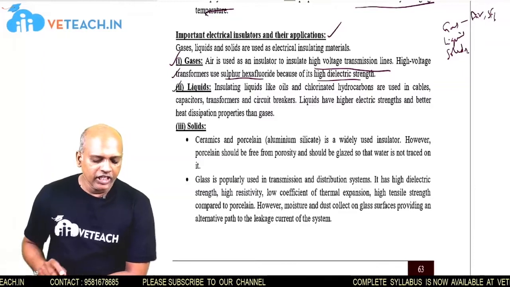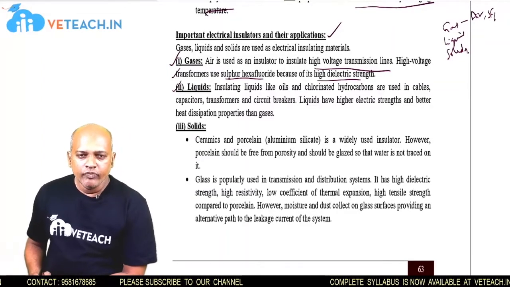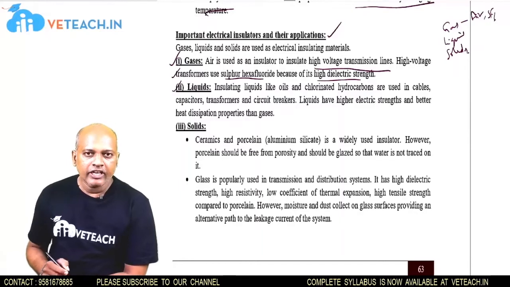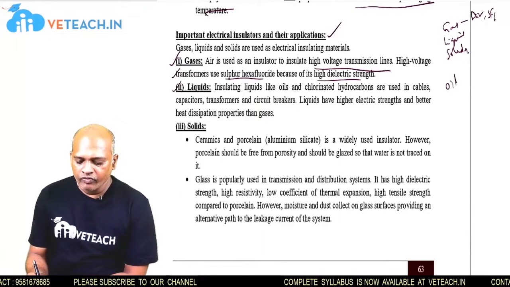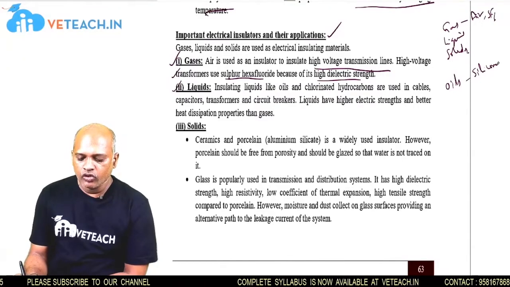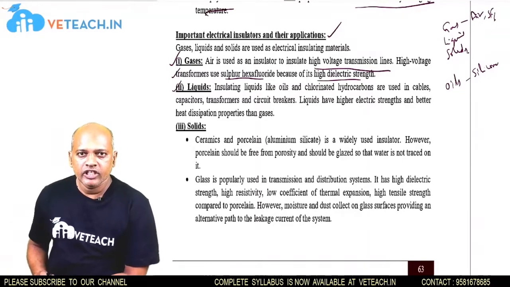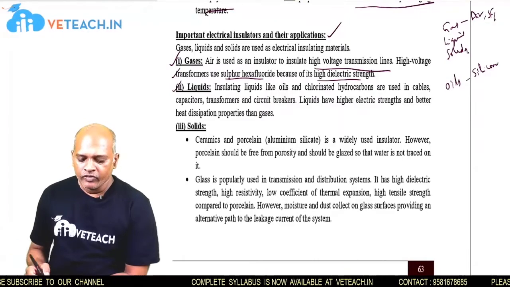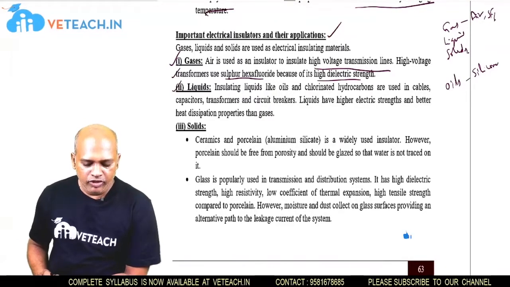The next one is the liquids. The main liquids which are used as electrical insulating materials are oils. These are the silicone oils. Generally, silicone oils act as the best electrical insulating materials in the liquid form. These can also be used in transformers.